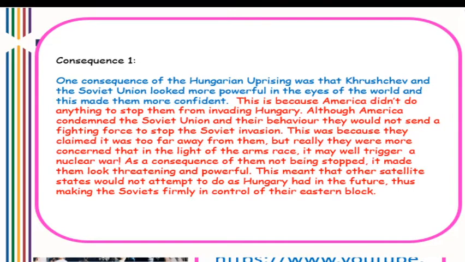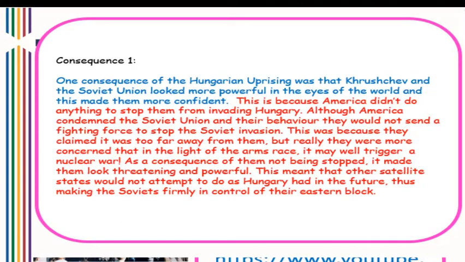Okay, then I need to add some detailed knowledge. So how do I know that? What actually happened? What was their aim? So I've said this is because America would do anything to stop them from invading Hungary. Although America condemned the Soviet Union for their behaviour, they would not send a fighting force to stop the Soviet invasion. This was because they claimed it was too far away from them, but really they were more concerned that in the light of the arms race, they would trigger a nuclear war.